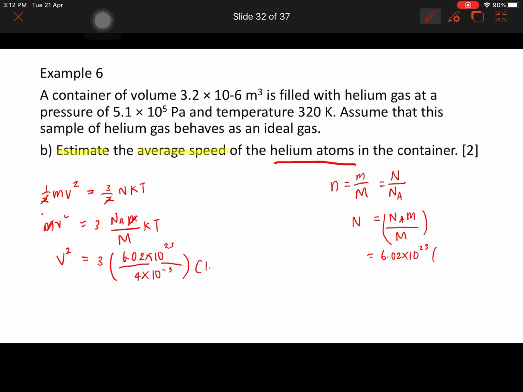What's k? 1.38 times 10 to the power of minus 23. Please check your data booklet for this value. Temperature, 320. So you can find out what v is, which you will get 1412 meters per second. Now remember, all our values here are written to 2 SF, so round it off to 2 SF. 1.4 times 10 to the power of 3 meters per second.